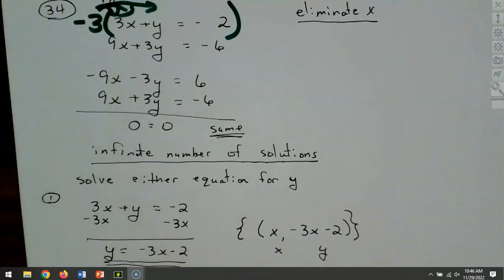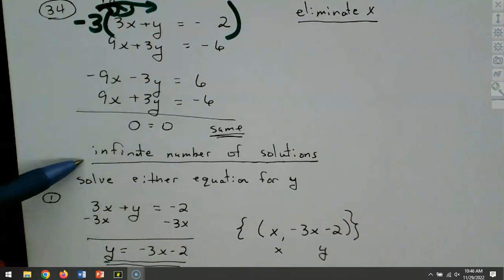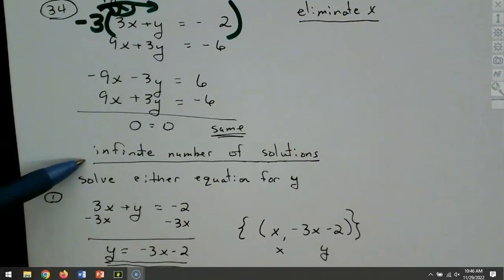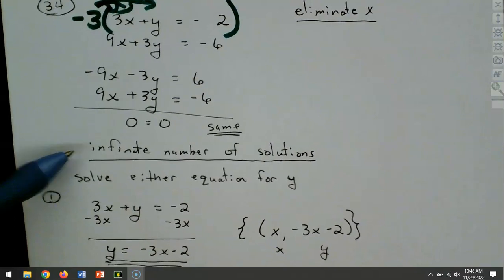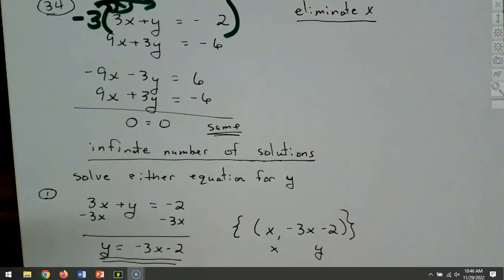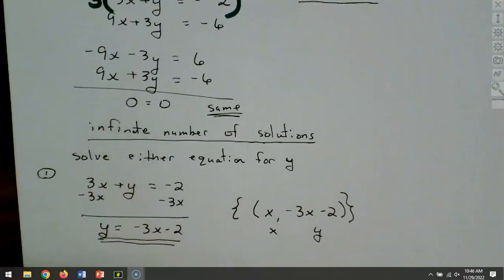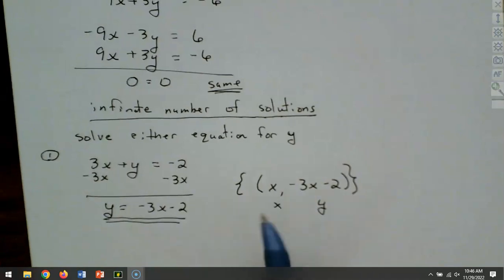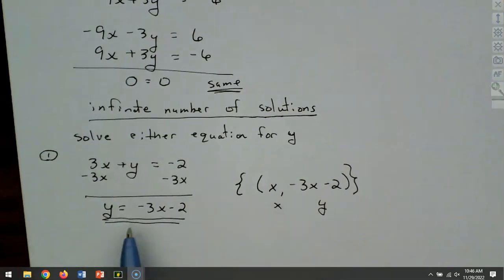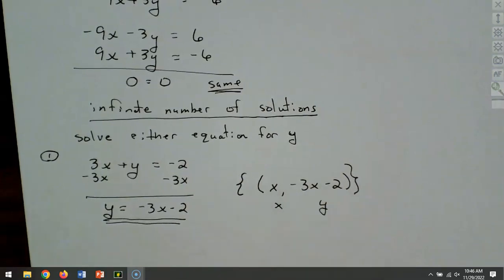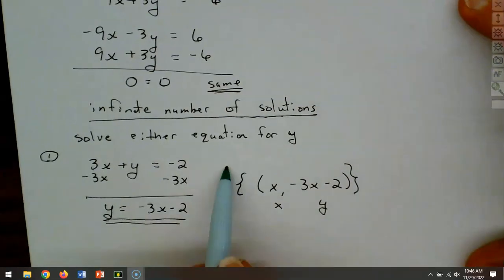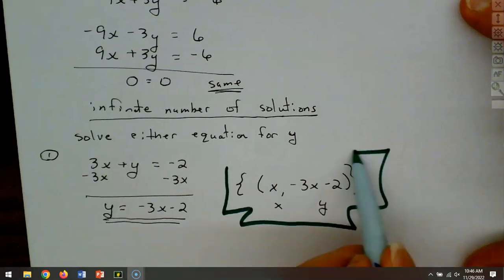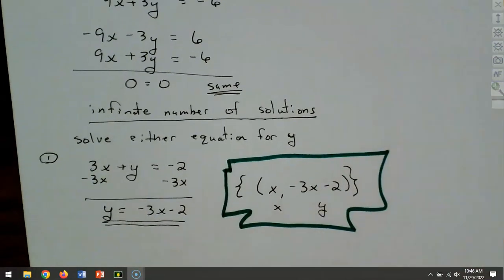Once you figure out that they're an identity, you know that it has an infinite number of solutions. And these are what are called dependent equations. So then you take either equation and you solve it for y. Once you've solved it for y, that means you put the x variable here. And how does x relate to the y? Well, x relates to the y as a minus 3x minus 2. And then there's your answer. And that's what I'm looking for. An infinite number of solutions. And these are called dependent equations. And that's going to be your answer as the ordered pair.